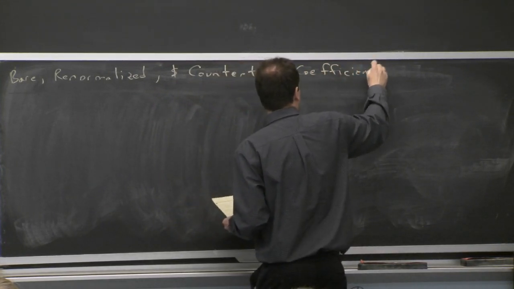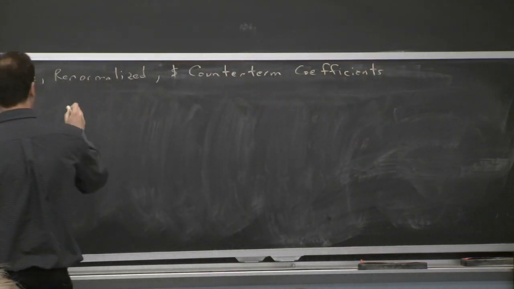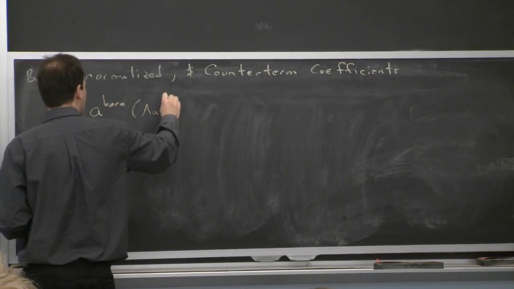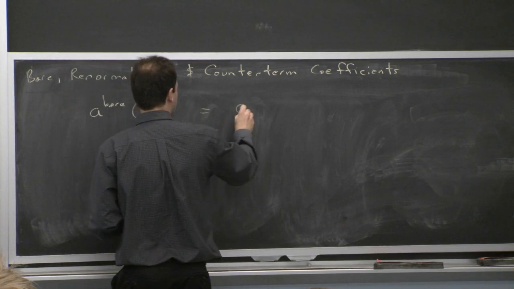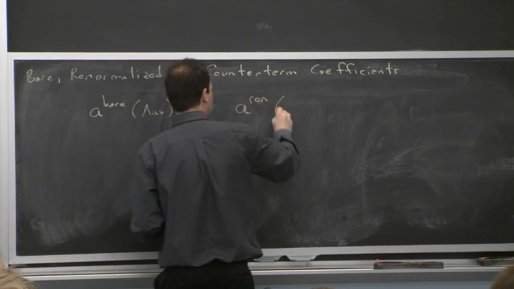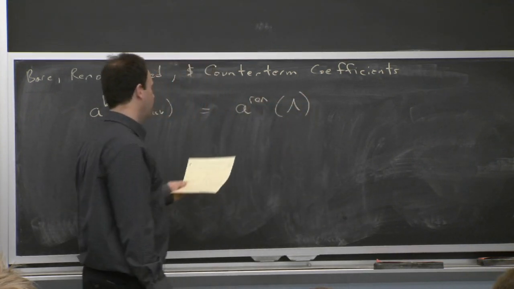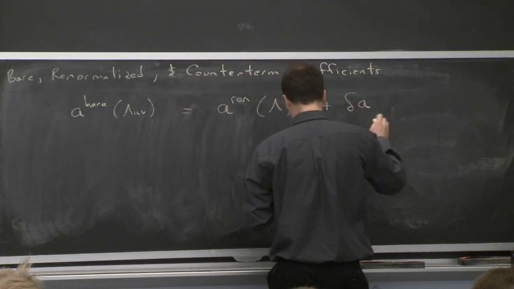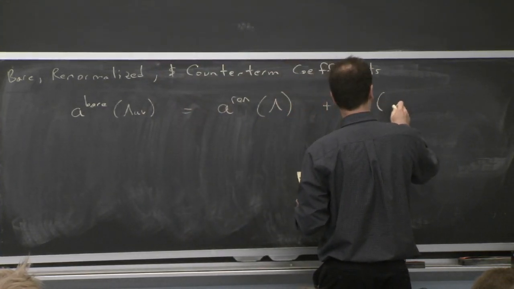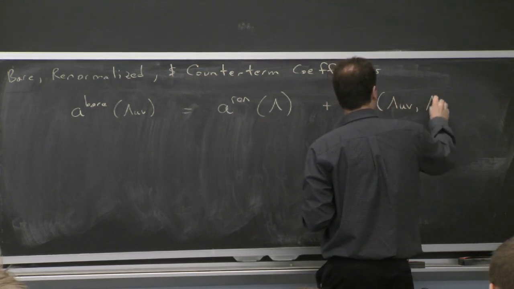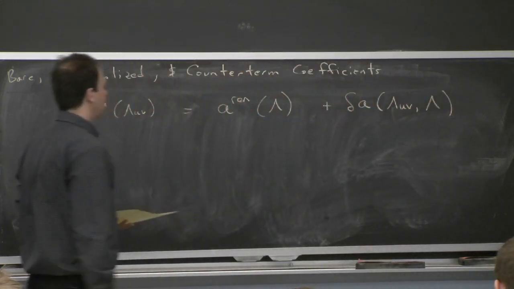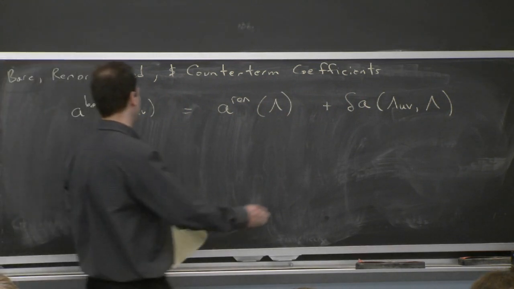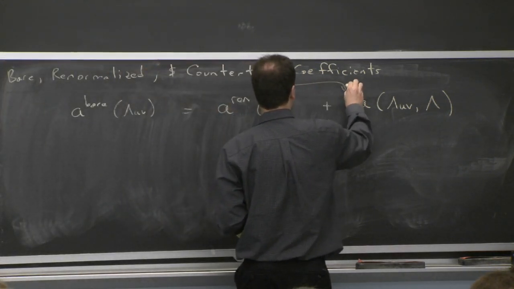Starting out with some bare coefficients that depend on your ultraviolet regulator, and switching to some renormalized coefficients which don't depend on the ultraviolet regulator but do depend on the scheme. And then you also have some counterterms that depend on both things. So that's how it would look if you wrote that down for a cutoff in a Wilsonian sense.